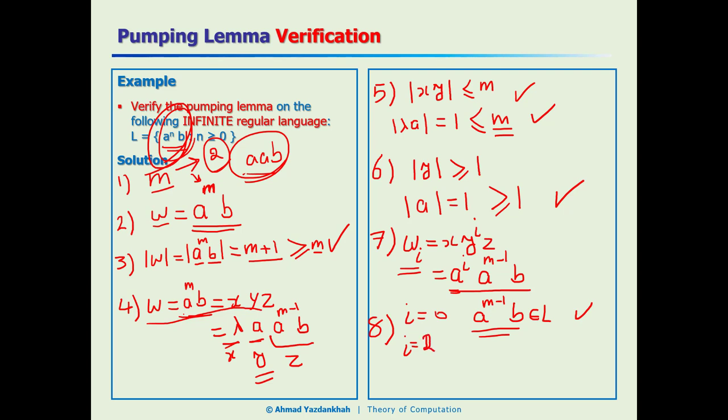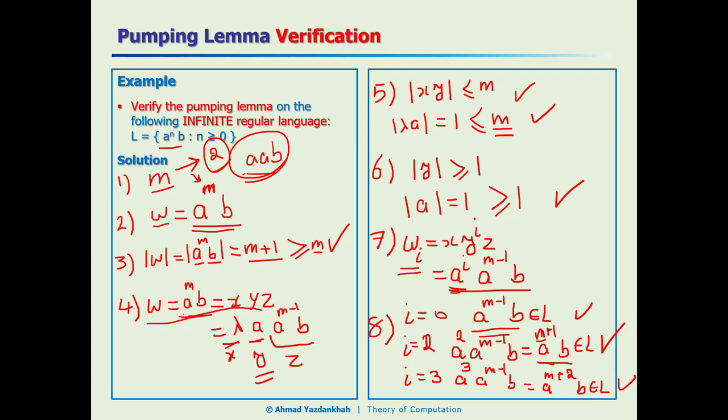Let's go with I equal to 2. Here it will be A squared, A to the M minus 1, B. If we simplify this, it will be A to the M plus 1, B. Since M is just a constant, plus 1 means increased by 1. Does this string belong to our L? Yes, it belongs to L. This language is saying any number of A's, so definitely this string belongs to L. We can continue with I equal to 3 and we will get A cubed, A to the M minus 1, B, and it will be A to the M plus 2, B. Again, this belongs to this language. And you see, the pumping lemma can be verified in this way.